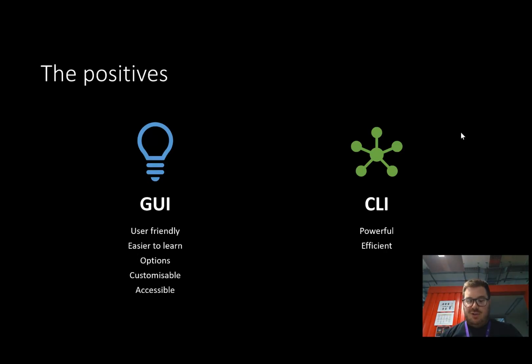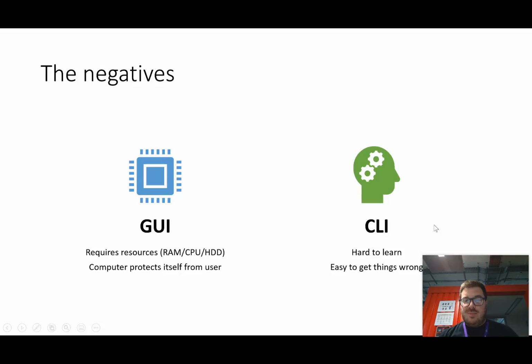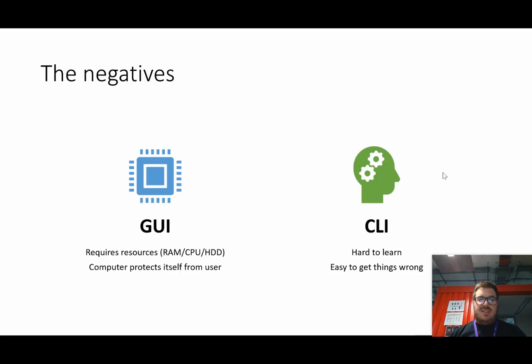Really powerful, really efficient. However, there are some negatives as well. The graphical user interface requires resources. It's going to take up RAM. It's going to take up CPU cycles. The graphics and stuff have got to live somewhere. They live on your hard drive, so they take up a bit of space. The computer also, in more recent versions, I'm thinking more Windows than anything else, does protect itself from you. So you can't do things without the operating system getting in the way and sort of saying, no, don't do that.